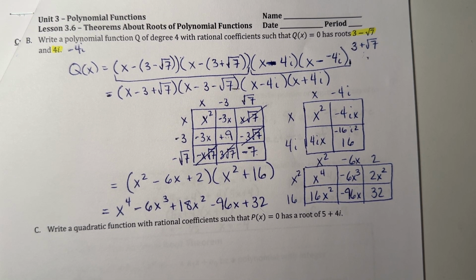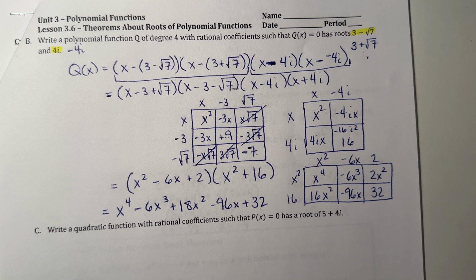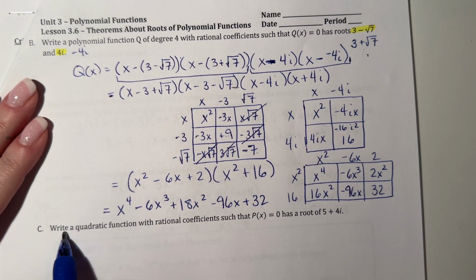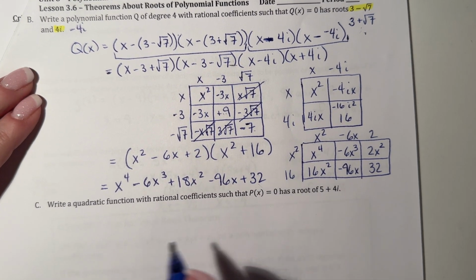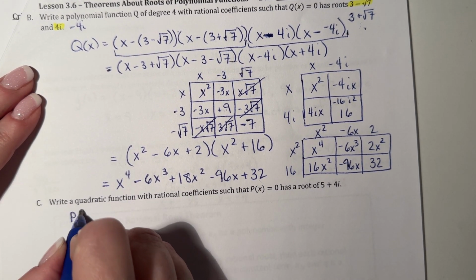Now, I'm going to work through one more of these with you, this last one, but this is really similar to one on a previous page. So if you feel like you don't need it, that's perfectly okay. But if you want to see it, that's what I'm here for. So it says write a quadratic function with rational coefficients. Okay, we want me to go back to P of x.